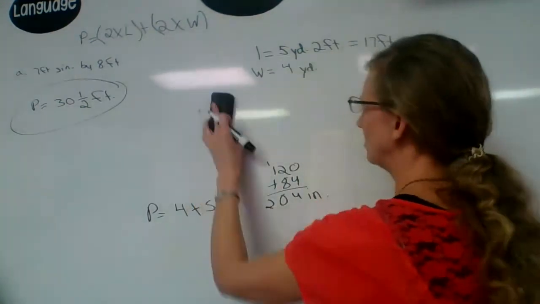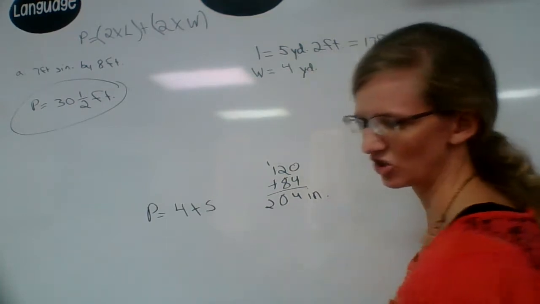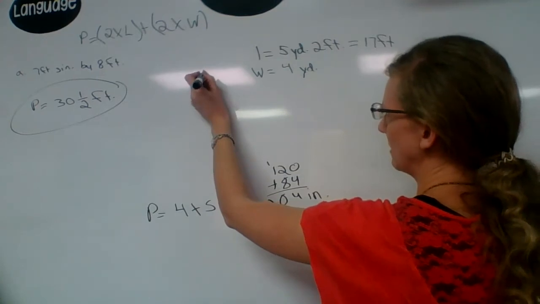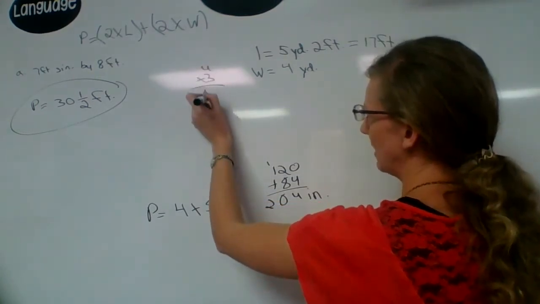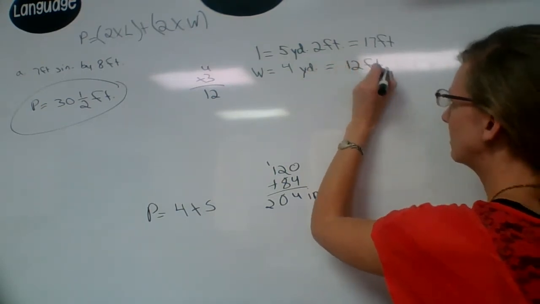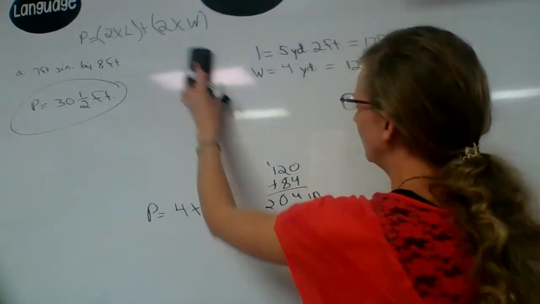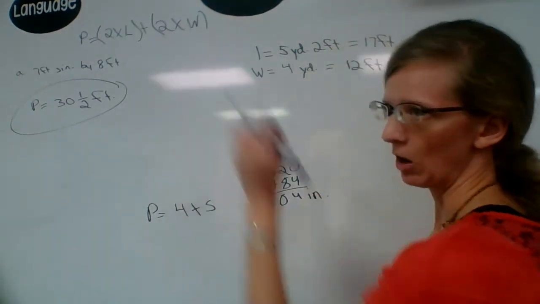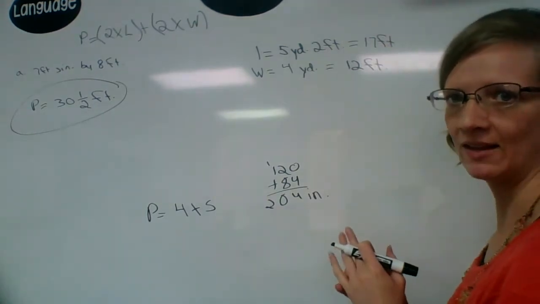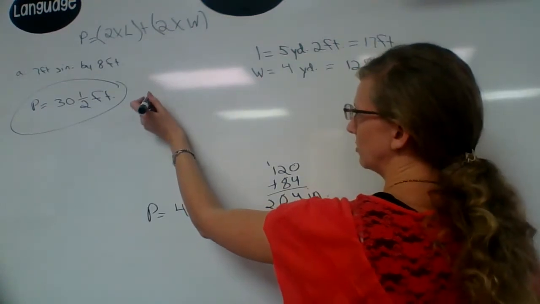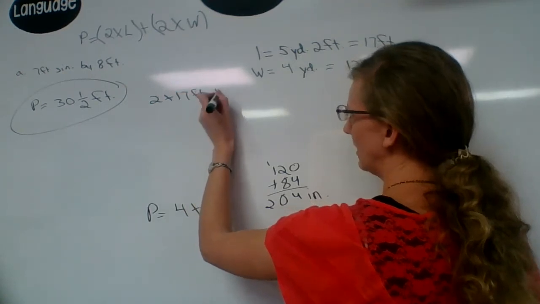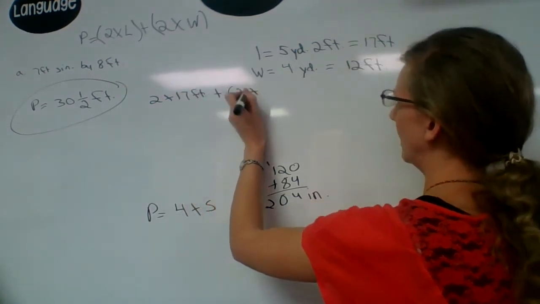All right, and then now you have to change your width. Also, change your width into feet, because it said to change it to the lesser measurement. So there's 3 feet in a yard, so you do 3 times 4. That equals 12. So 4 yards equals 12 feet. Now that you know your length and your width, follow the formula. P equals 2 times length plus 2 times width. So our length is 17 feet. 2 times 17 feet plus 2 times 12.